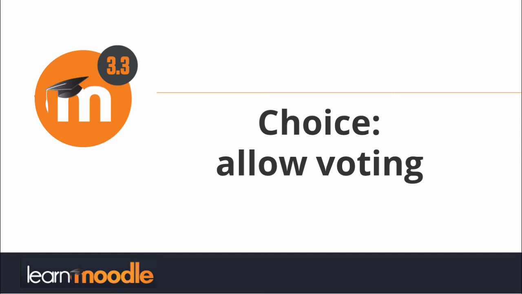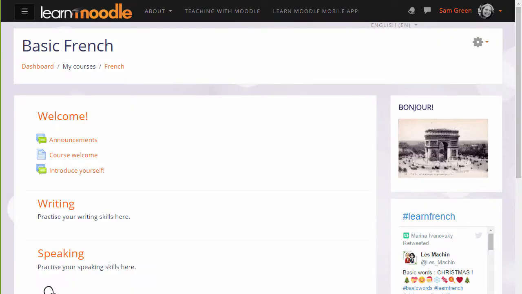Choice. Allow voting. It's sometimes useful to be able to see at a glance how your learners are progressing or to gauge their opinions or needs. Moodle has an activity called Choice, which allows teachers to set up voting options with radio buttons, and a learner chooses a particular option. It doesn't only have to be how well you feel you're progressing.